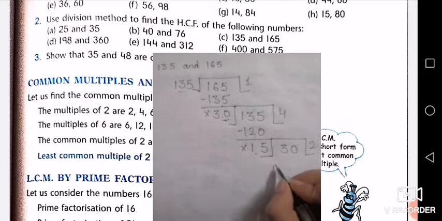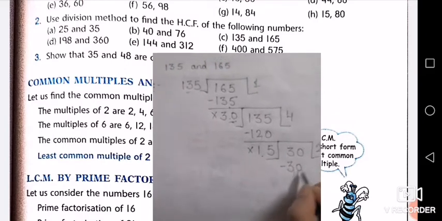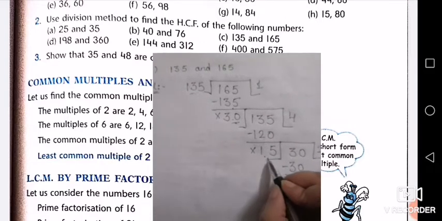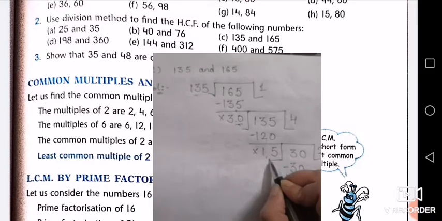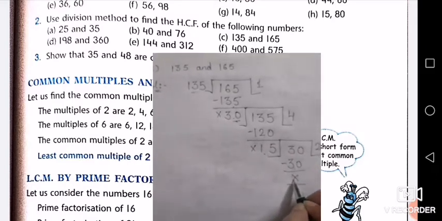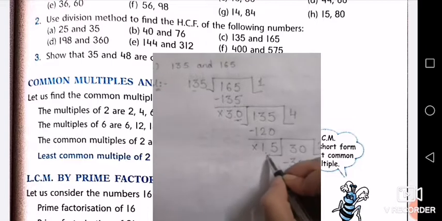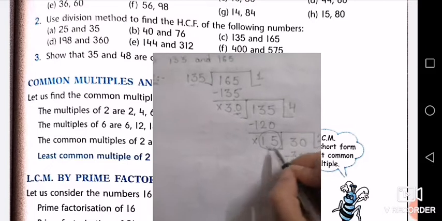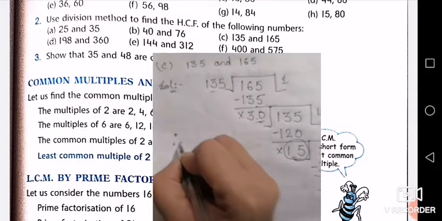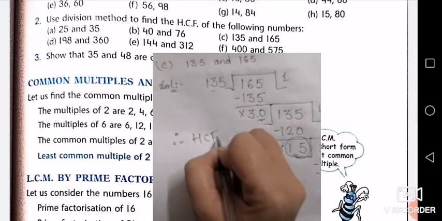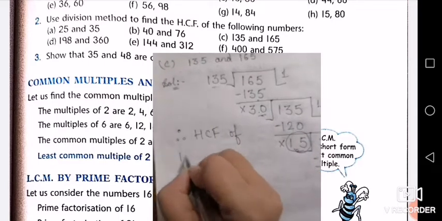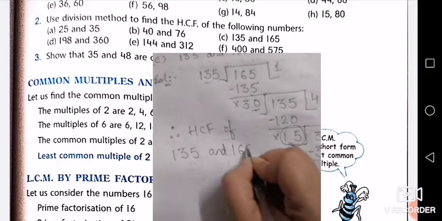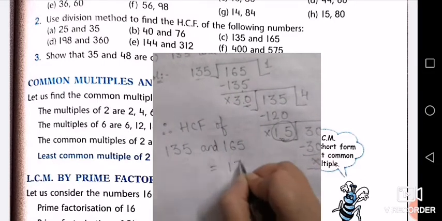15 2 times will be 15, 2 3s are 30. So what will you get as a remainder? 0. Now the divisor which gives you 0 as a remainder, that divisor will become, yes correct, your HCF. HCF of 135 and 165 is equal to 15.